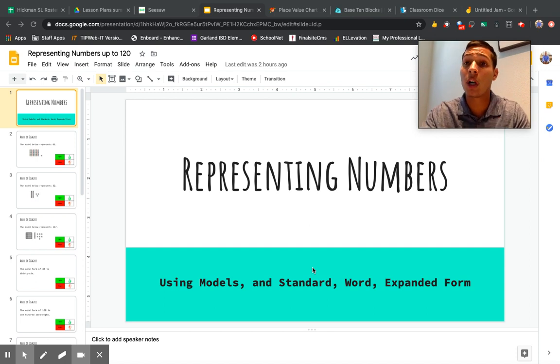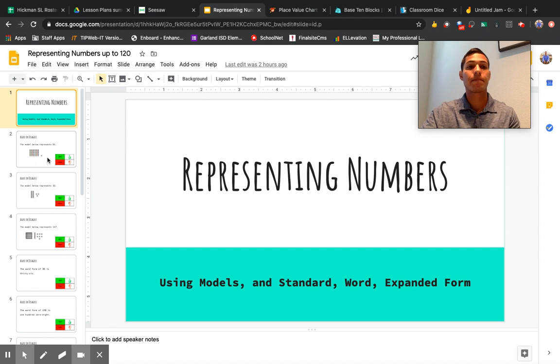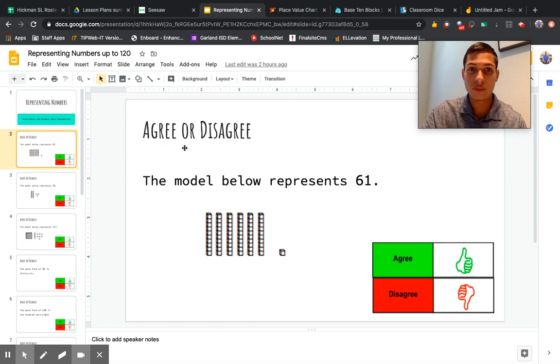First thing I'm going to do is go over our lesson, just like we would if we were in class. So I'm going to introduce it. We're going to be representing numbers using models and standard word and expanded form. So let's get started. Our first one, we are going to agree or disagree. If you agree, I want you to hold a thumbs up. If you disagree, I want you to put your thumbs down. Okay, and I'll give everybody a second to think about their answers so they can do it while they're watching this video. First one, I'm going to model it and I'm going to show you guys what I expect to see after this first problem.